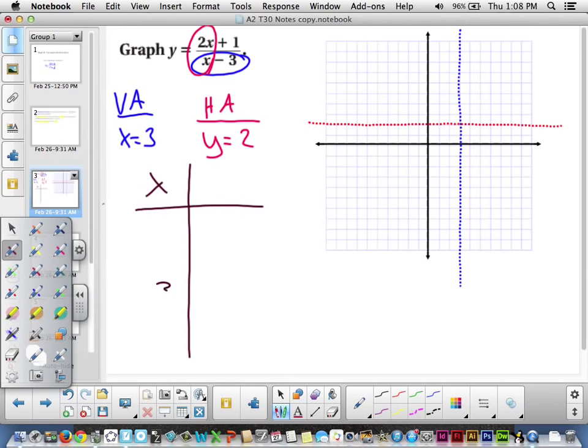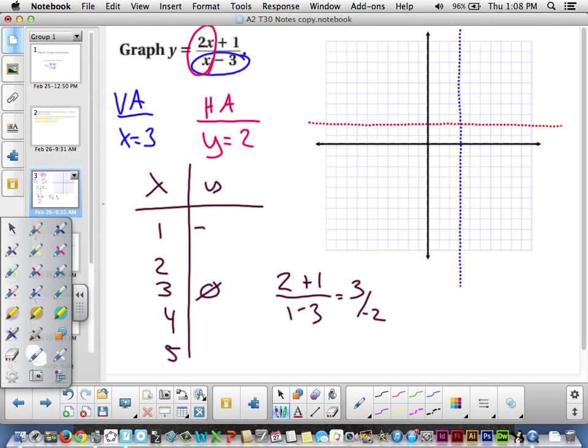Our asymptote's going to be at 3. That's going to be undefined. We'll try a couple smaller than 3 and a couple larger than 3. All right, so when x equals 1, we got 2 times 1 plus 1 over 1 minus 3. That's 3 over negative 2. Y equals negative 1.5. When x equals 2, we got 2 times 2 plus 1 over 2 minus 3. That's 5 over negative 1. That's negative 5.